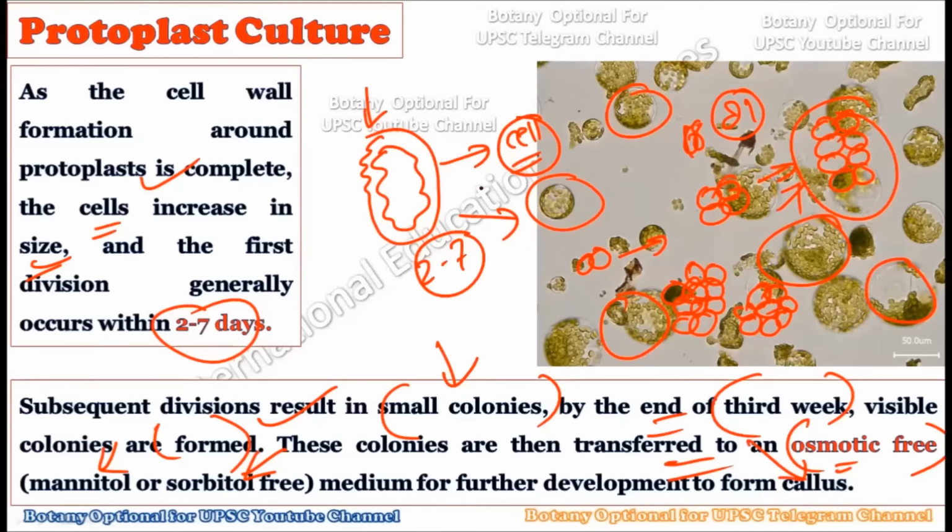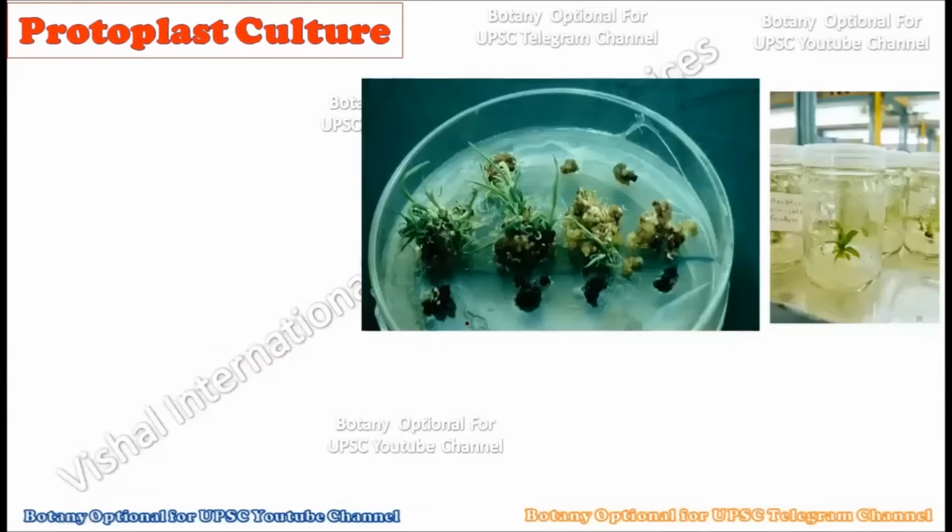So basically at the end of the third week you will have the small colonies, and these small colonies can be transferred to the osmotic free medium so that there will be the formation of the callus. It is an important step in protoplast culture that once the microscopic small colonies get formed, they should be transferred at the end of the third week to the new osmotic free medium where they can grow into the callus.